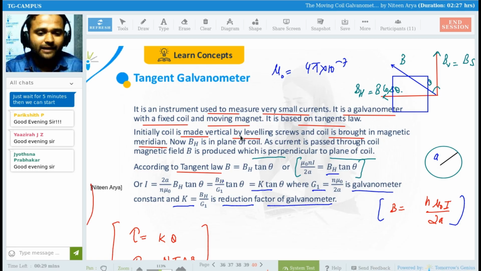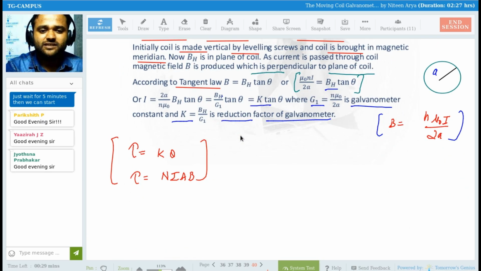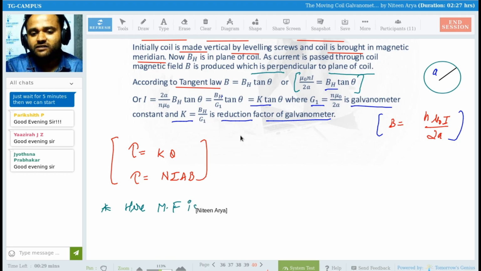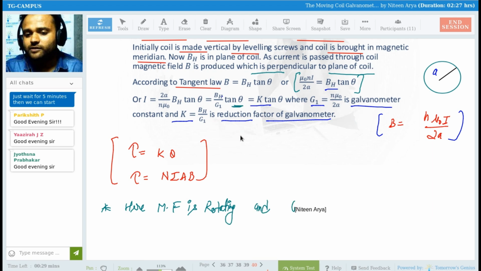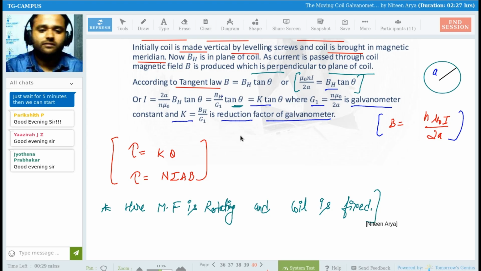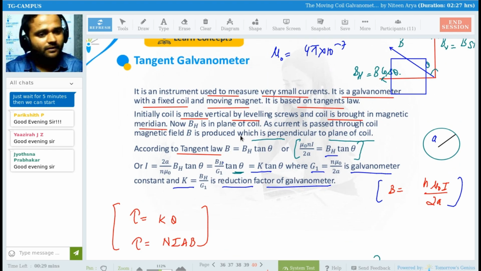Is this clear, everyone, or should I write it? Wait, just give me a second. Here magnetic field is rotating, and that is why we are talking about this tan theta component, and coil is fixed. Is this understood now? Clear?